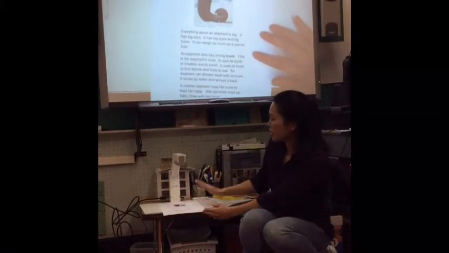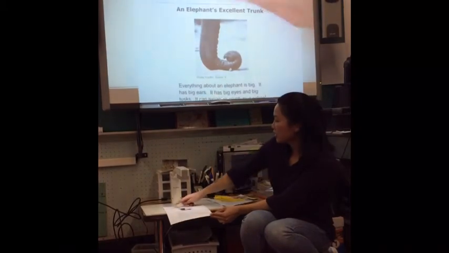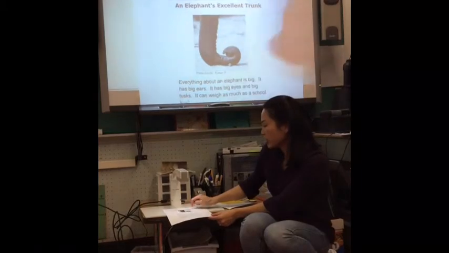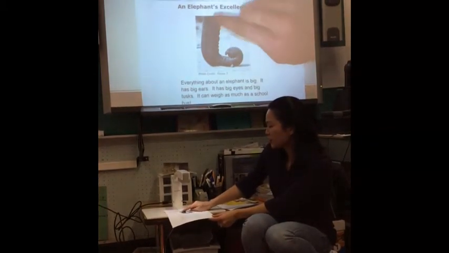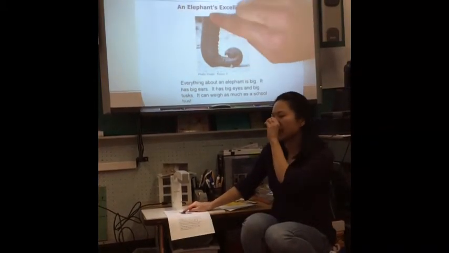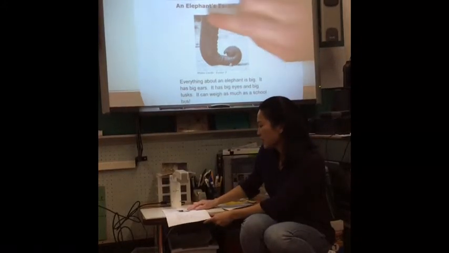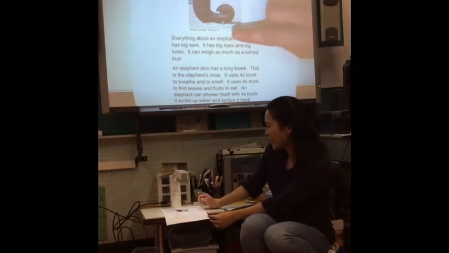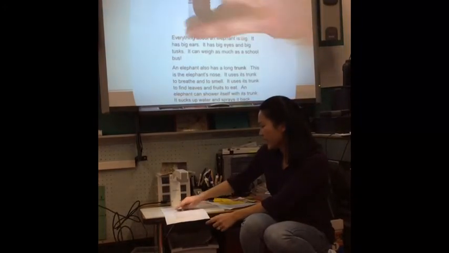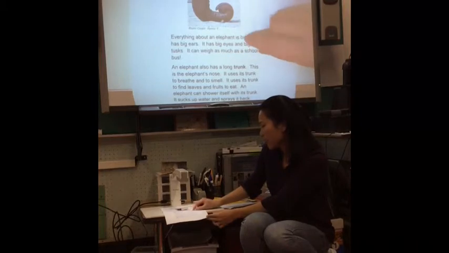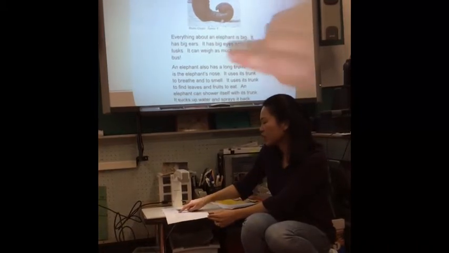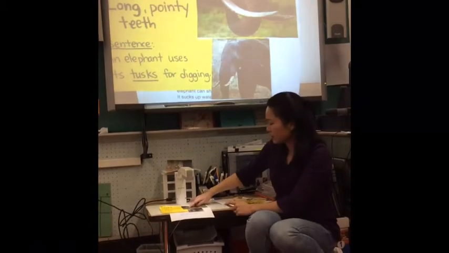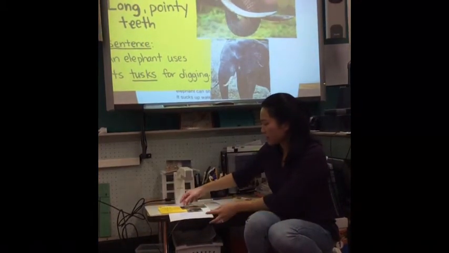So let's take a look at the picture first and the title. It's called An Elephant's Excellent Trunk. And here's the picture, and this right here is the elephant's trunk. Okay, that's like their nose. Everything about an elephant is big. It has big ears, it has big eyes, and big tusks. Remember we said tusks? They're right here, this part, the elephant's teeth.